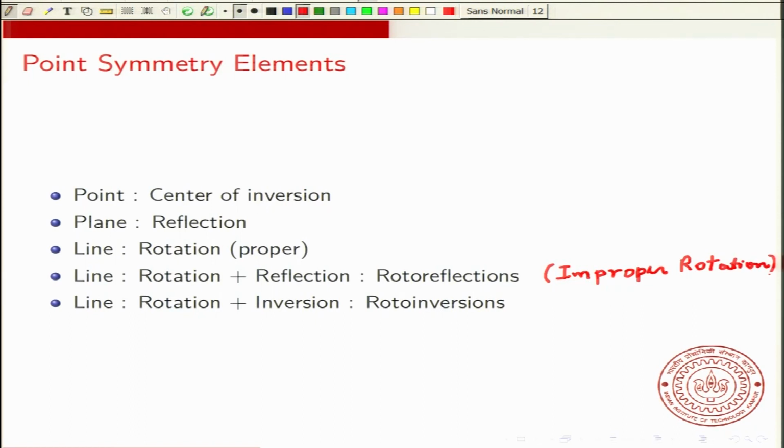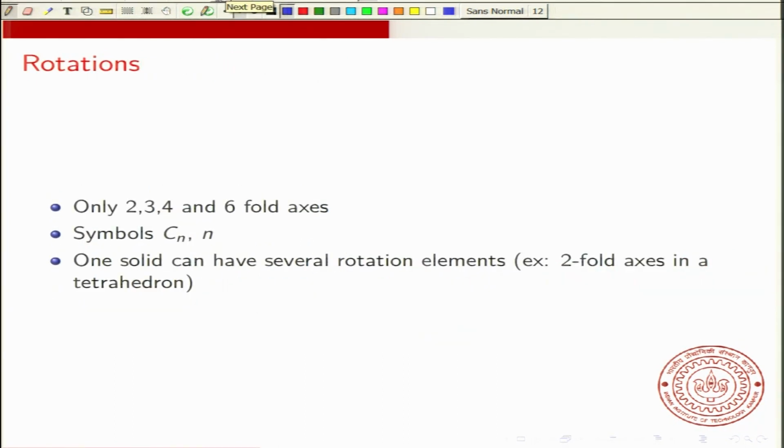And this is mainly used for describing molecules, as opposed to solids where we use rotoinversions. This is used for solids. So for crystals we'll be mainly focusing on rotoinversions. We won't be talking about rotoreflection. Okay. So let's continue. I've already talked about proper rotations.